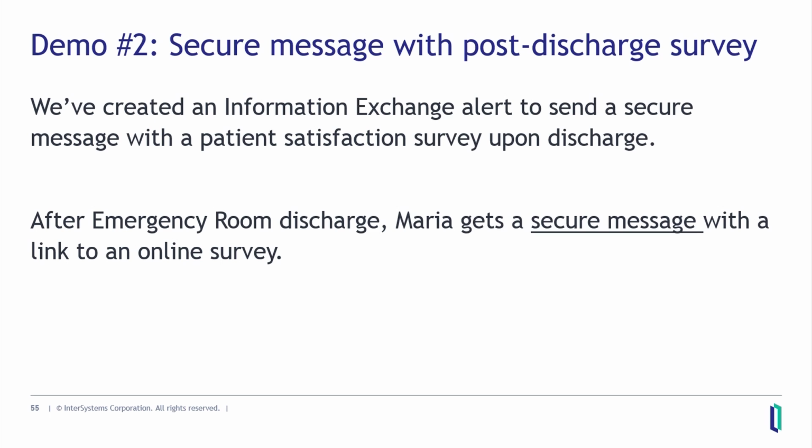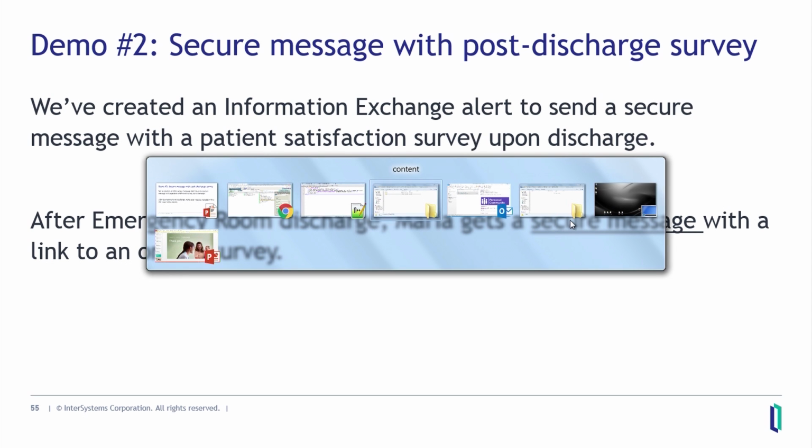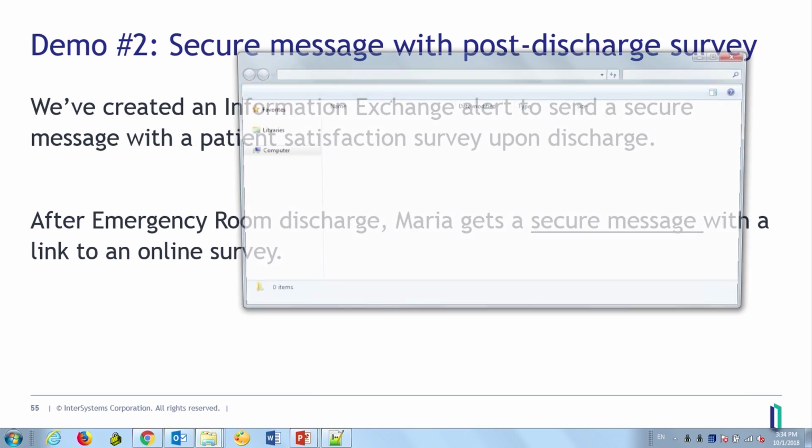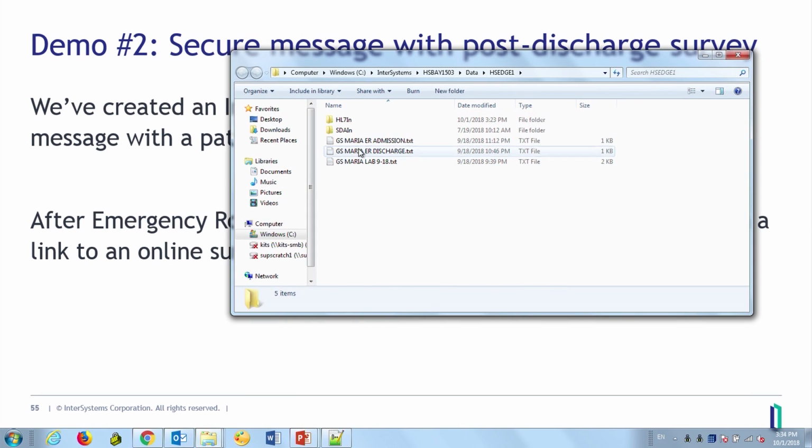Okay. So this example with the secure message is just going to be, we're going to send the post-discharge satisfaction survey to our patient so Maria can talk about how nobody called her back when she was in pain and she had this horrible experience. And once again, I'm going to trigger this by an HL7 message. This time it's the discharge message.